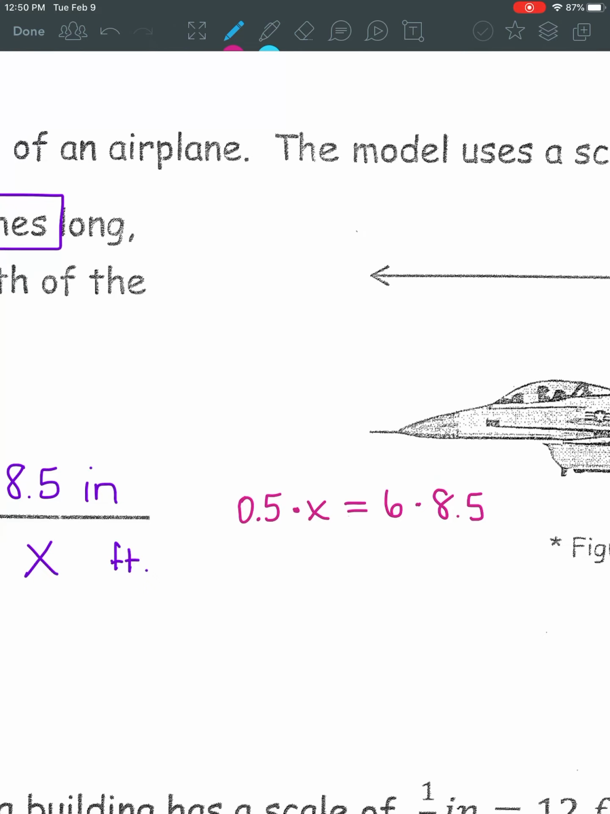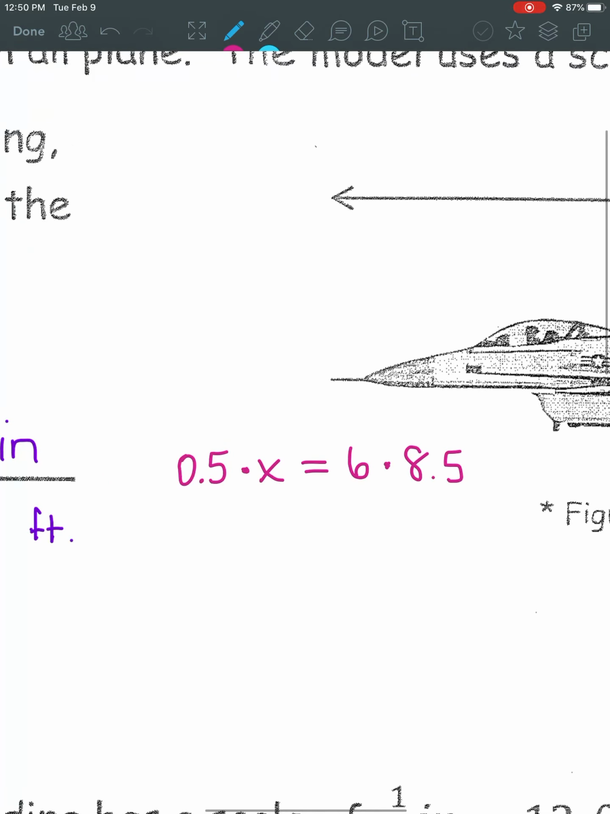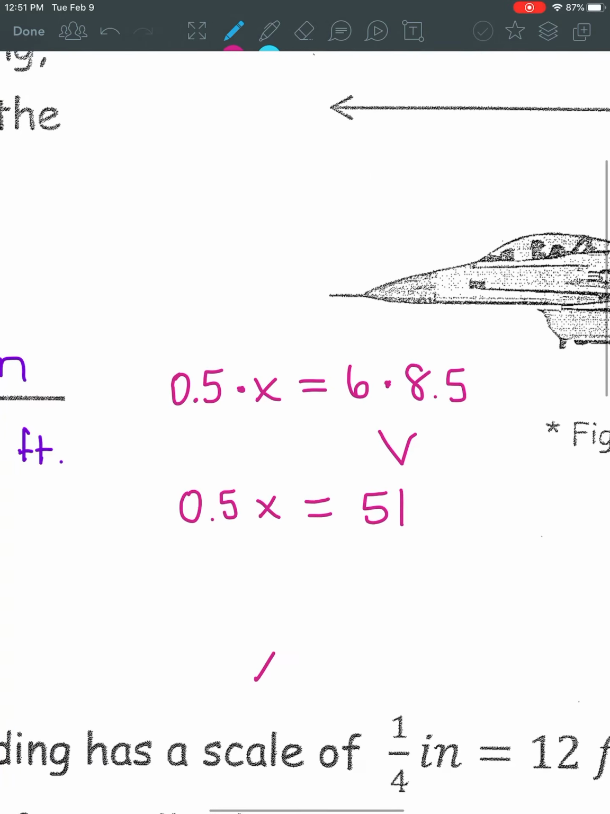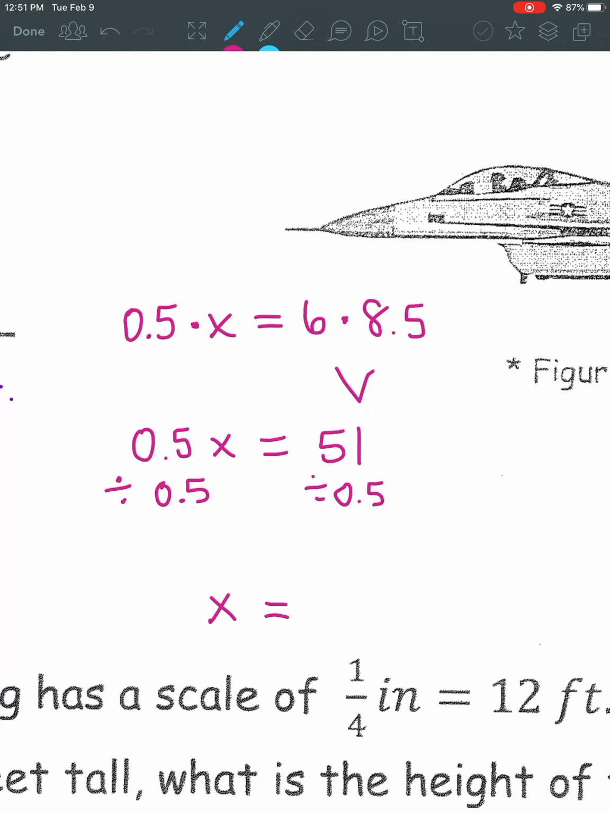Okay, and you can use your calculator to multiply those, but once we get here, we have set up an equation. So 6 times 8.5, and I'm going to bring down that equal sign, equals 51, and then 0.5 times x we can't do. We don't know what x is, but our goal is to get x by itself on that side, so we have to get rid of that 0.5 by dividing by 0.5. And 51 divided by 0.5 is 102.